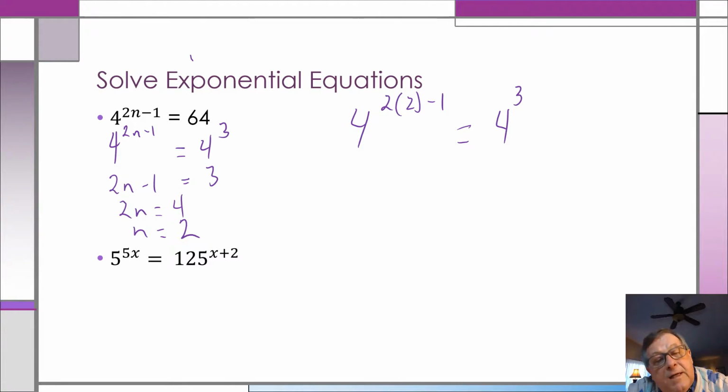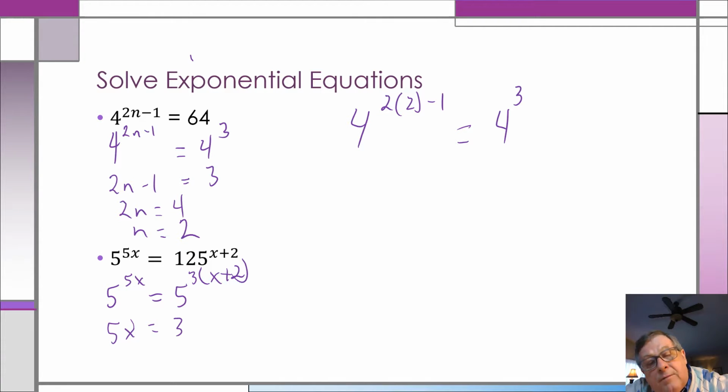So I can write this as 5 raised to the power of 5x. That stays the same. Now my base, I got base 5 raised to the power of 3 times x plus 2. And you can see I'm going to have to distribute that 3 to the x plus 2. But now I can cancel my bases. And so we got 5x, writing that as an exponent, 5x equals 3 times x plus 2. And then we distribute that. I still got 5x is equal to 6x plus 6.